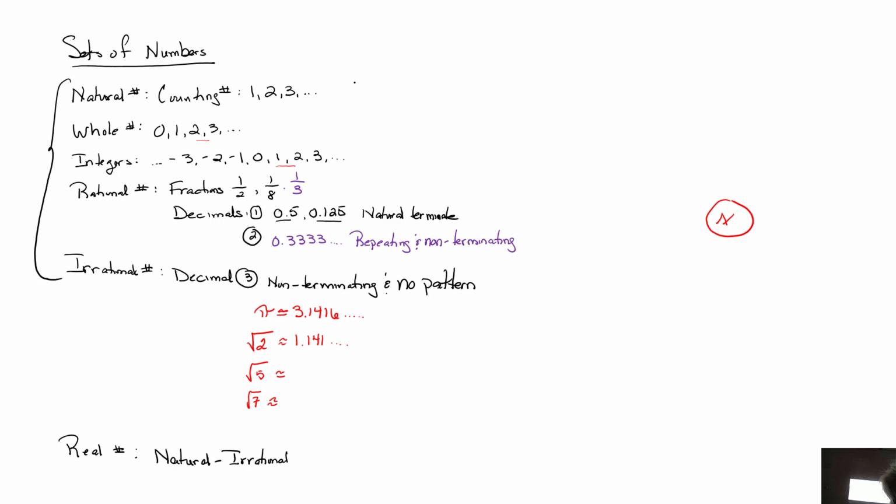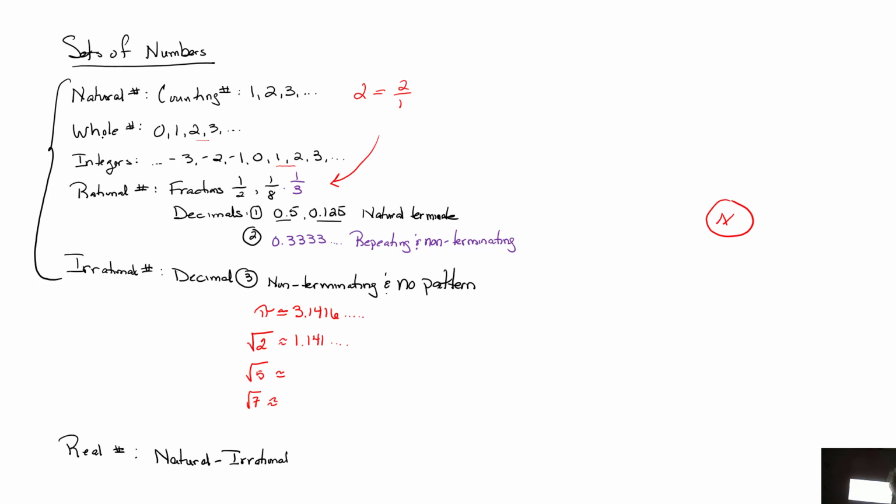Can't you write 2, which is a natural number, as a fraction? Since you can, it's also considered rational. So, the rational numbers, the natural numbers can be found in all of these first 4 sets of numbers. So they're at the heart of our whole number system.